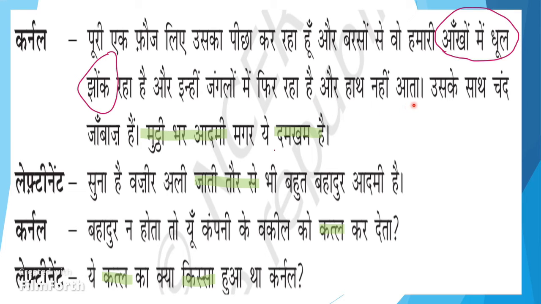और हाथ नहीं आता, and he does not let himself be caught. Here children, now again I have marked this in red line. आंखों में धूल झोंकना means to trick someone or to cheat someone.